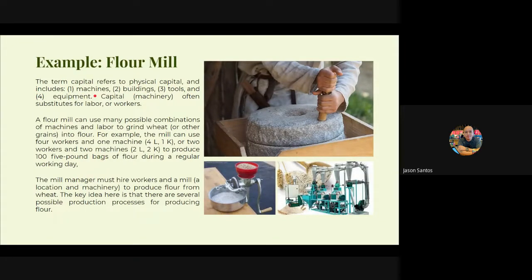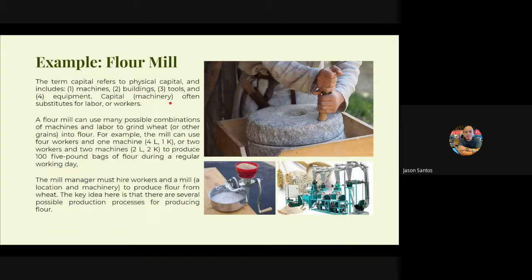Okay? Now, in terms of economics, nabanggit natin noong nakaraan, always no constant yung iyong mga sources of capital or yung iyong resources, no? It could be machines, buildings, tools, equipment, and then machinery. This often substitutes labor or workers. Now, a flour mill can use many possible combinations of machine and labor. So, pwede mong pagpalit-palitin. Again, it depends on the location and the availability of resources. Okay, to grind wheat or other grains into flour.